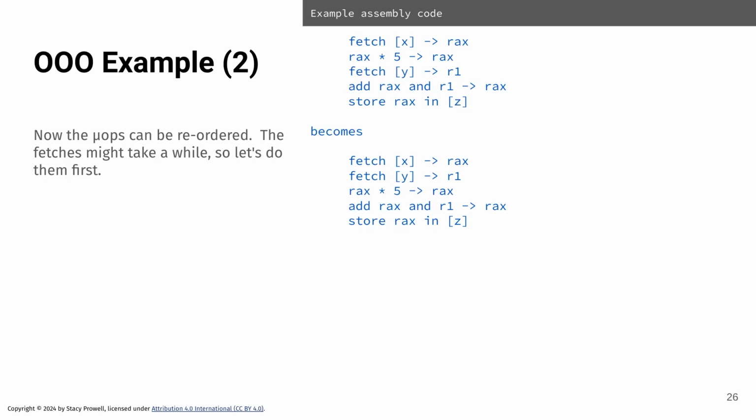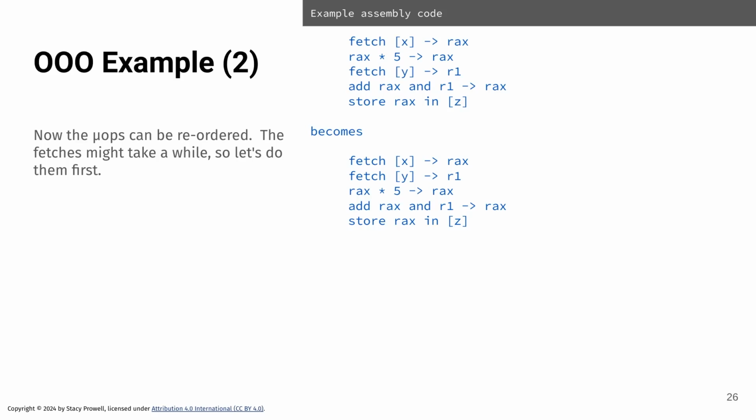So you can see I do a fetch X into RAX. So anything that depends on RAX is now blocked. It's waiting for that fetch to complete. But I don't need that in order to do the fetch from Y into R1. So I'll slide that in and do that next. Now I am blocked because I need RAX in order to do the next instruction. So I wait for that to complete, and then I do that multiplication. Then I add RAX and R1, right? And I'm blocked there until R1 gets back, and then I store the result in Z.